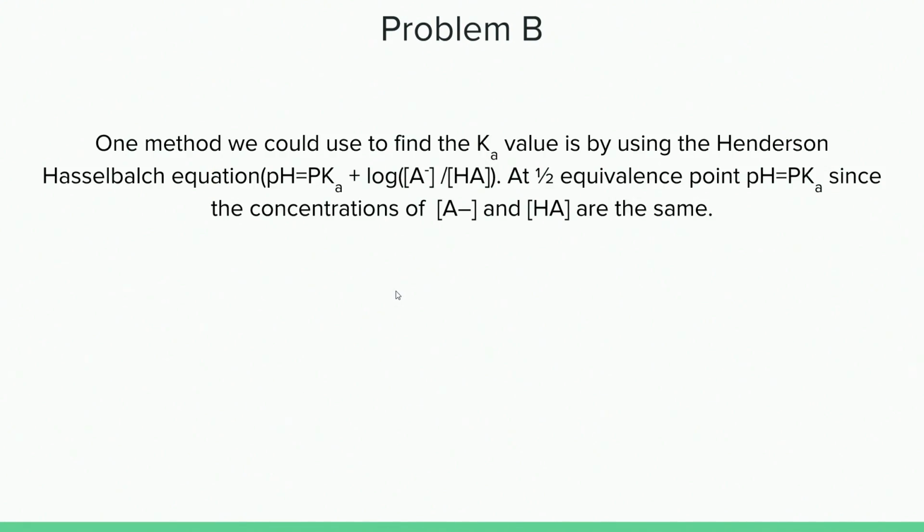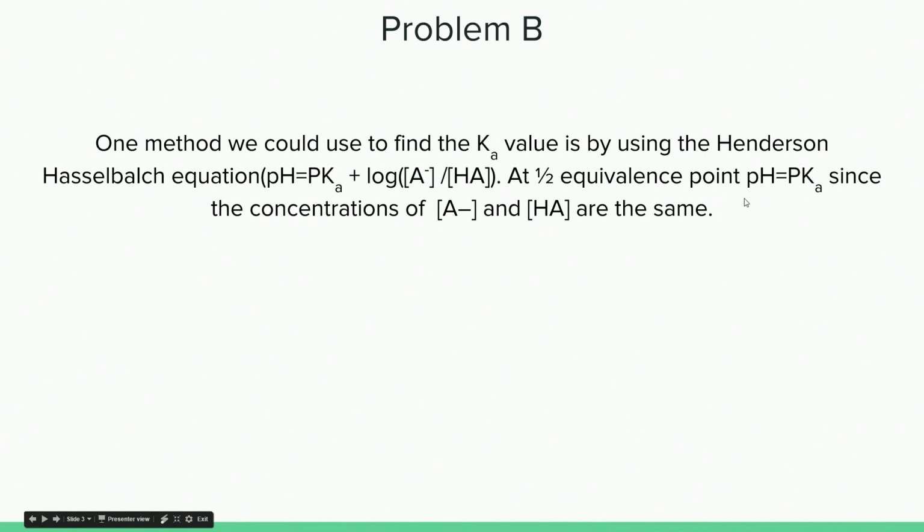And problem B asks us to describe one method by which the value of the acid dissociation constant for HA can be determined using the graph above. One method we could use to find the Ka value is by using the Henderson-Hasselbalch equation. And that equation is pH is equal to pKa plus the log of A minus over HA.